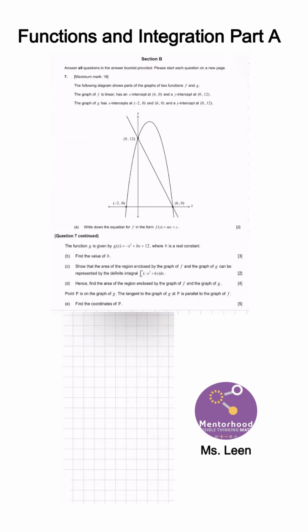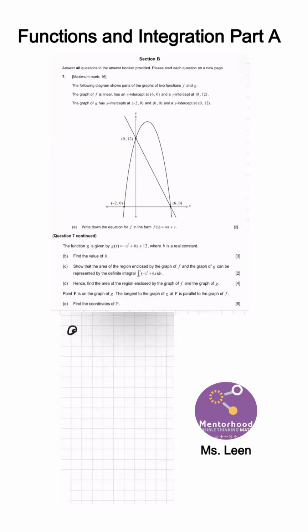So part A asks us to write down the equation for f in the form f(x) = mx + c. So we know that f is our linear function, and we want to write down the equation in the form f(x) = mx + c. The first thing we want to find is m. We know that m is always the slope, which is rise over run.